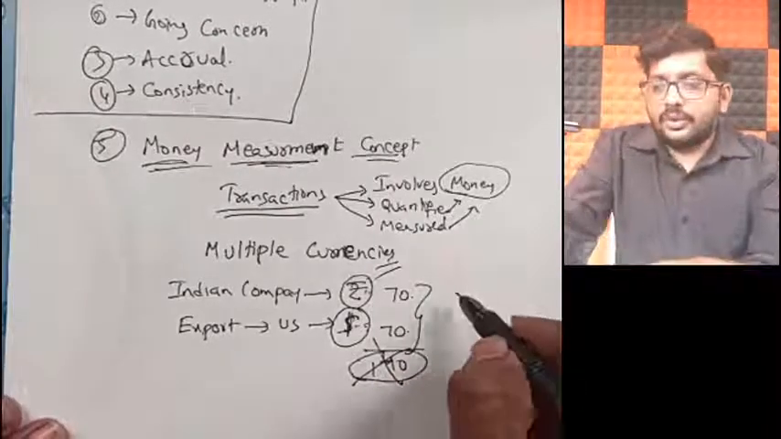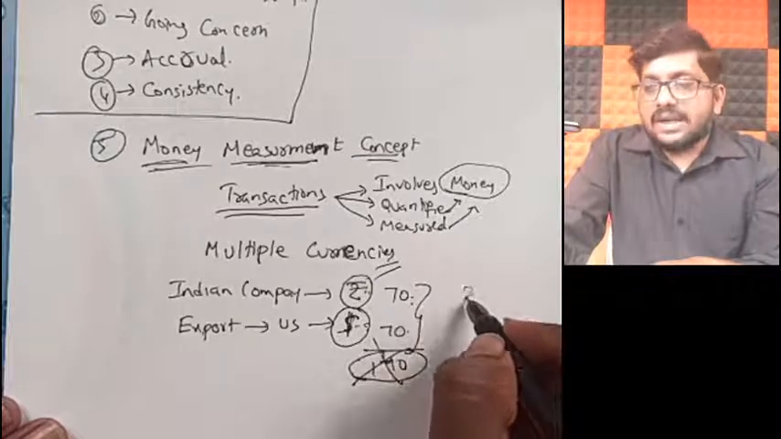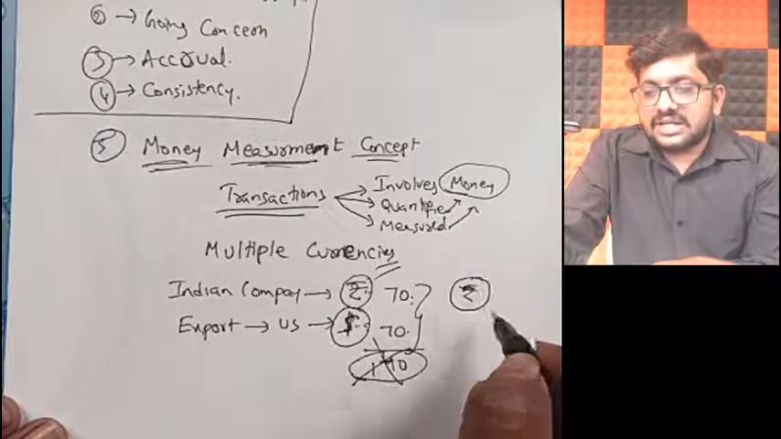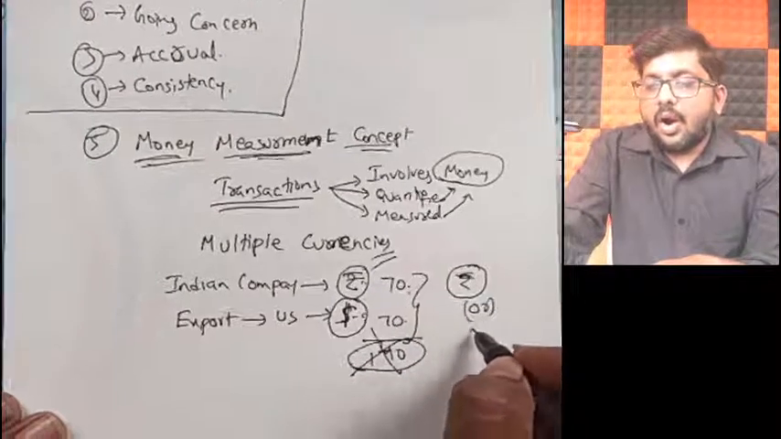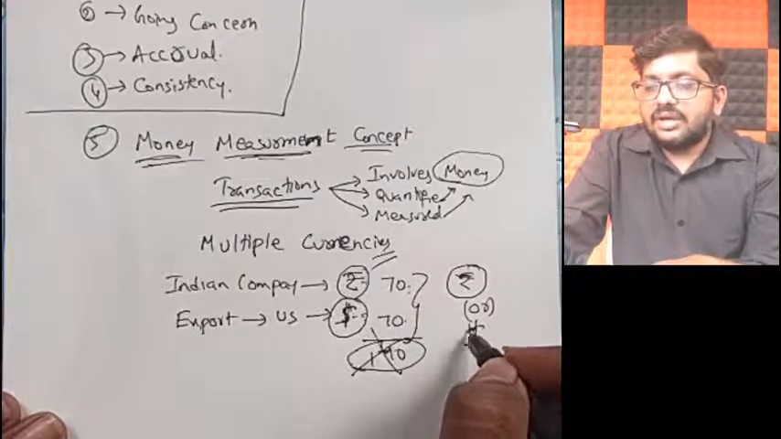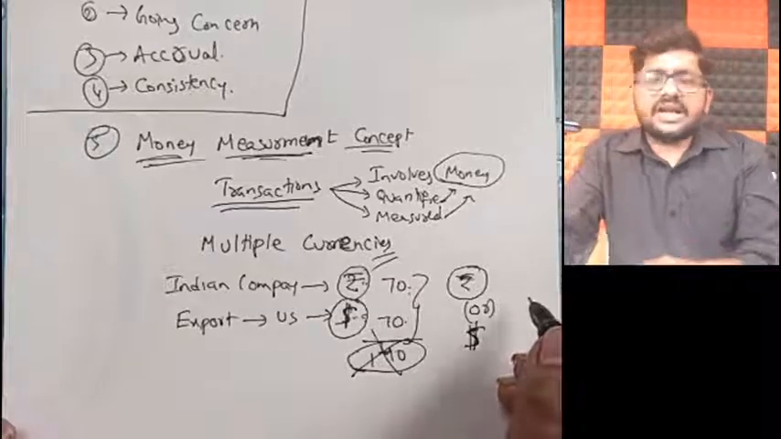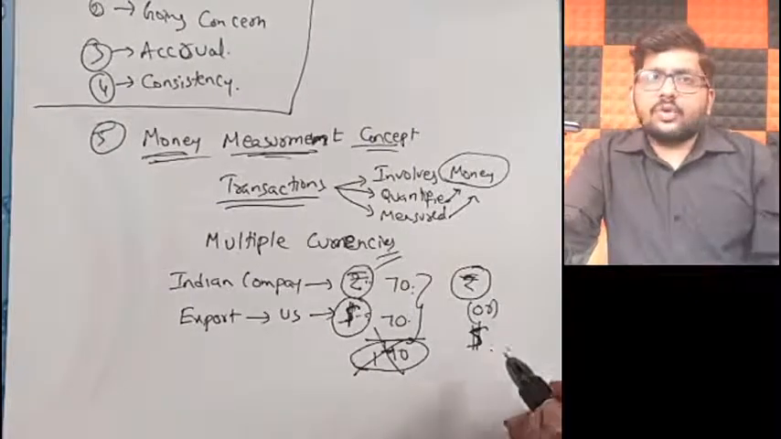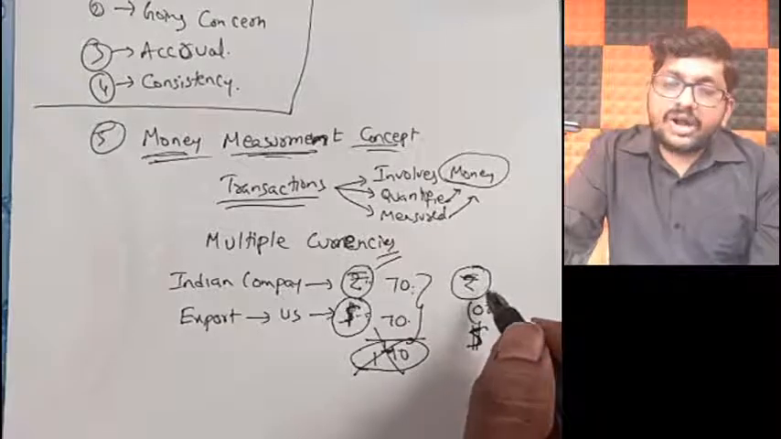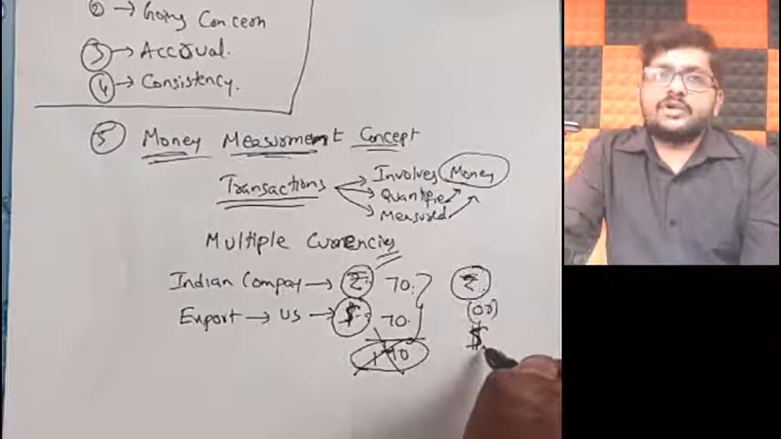Instead, what you do is you try to record either all the transactions in rupees or all the transactions in dollars. They are trying to say either rupee. They are not trying to say that you do only in rupees, or only in dollars. No. Either record everything in rupees or everything in dollars.